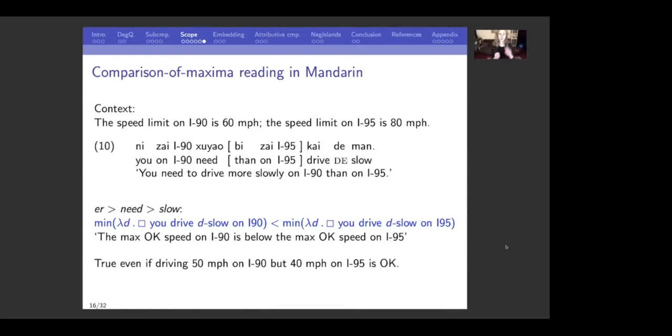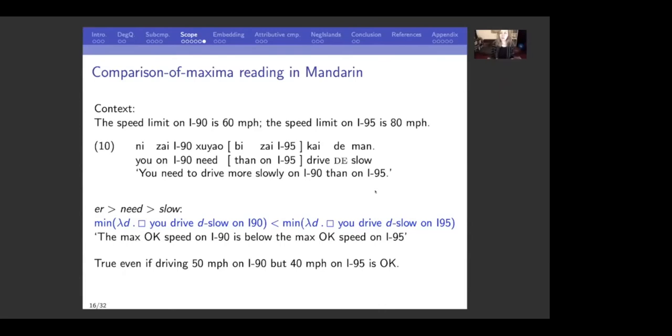If you take the comparative and scope it over need, but leave slow, the negative antonym, under need, as suggested by the fact that you have slow as a single word in the example, then the reading that you would get would be: the minimum degree to which you need to drive slow on I-90 is below the minimum degree to which you need to drive slow on I-95.